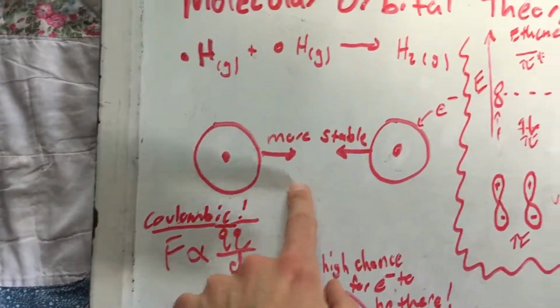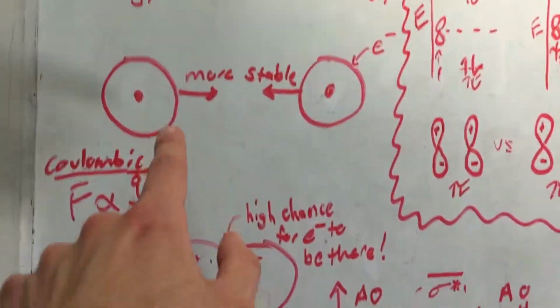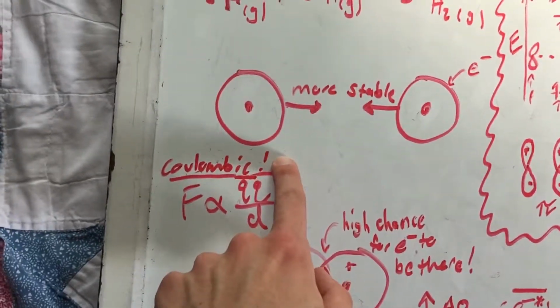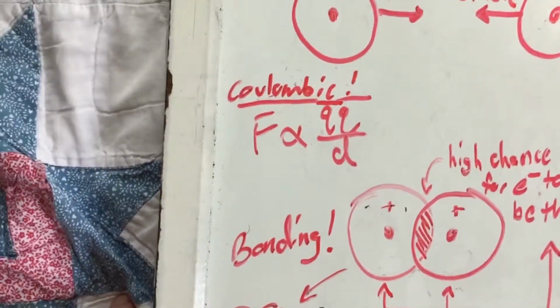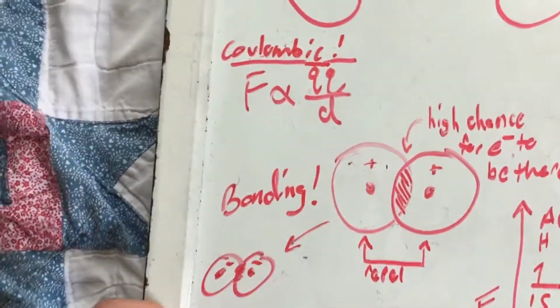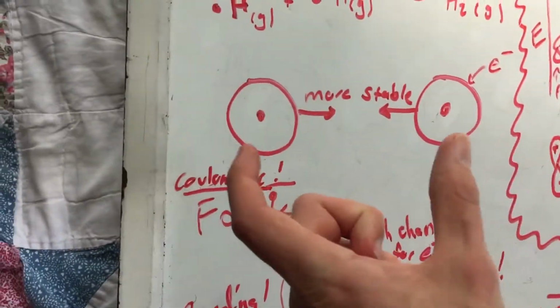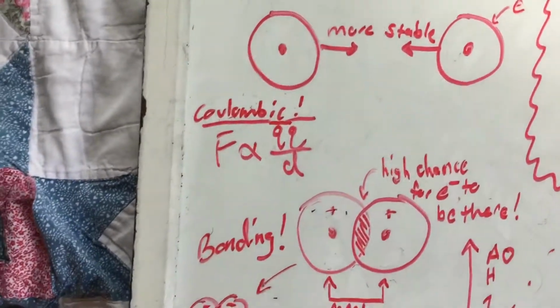As these two atoms are getting closer together, their electron clouds around each other are being attracted by the other's nucleus. So this nucleus is attracting this electron cloud, while this nucleus is attracting this electron cloud. This comes from our Coulombic force, where the force between these is relative to the charges and the distance. So as these get closer and closer together, this force is going to start growing as this distance gets smaller.